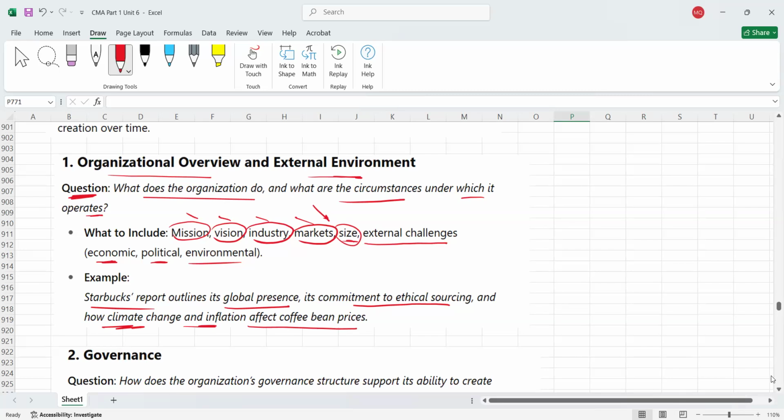So this is actually the question. This is generally the information which we include. So this is the example for that. The second section, the first section I have said is clear. It is about organizational overview and external environment.